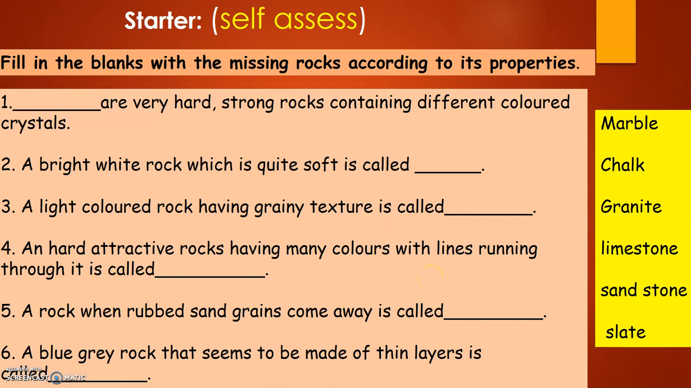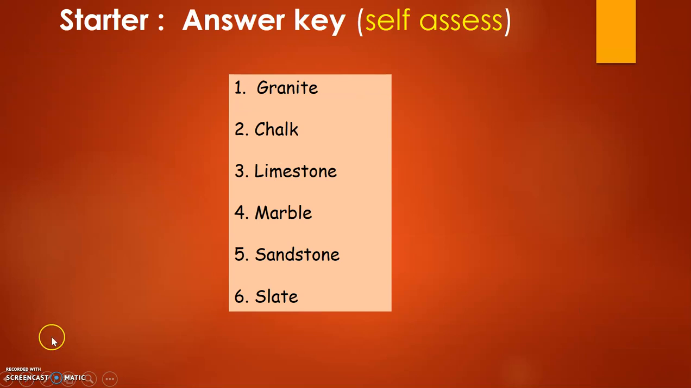Starter. Fill in the blanks with the missing rocks according to its properties. Now, pause the video and do the activity. Time is up. Now, let's reveal the answers. Number 1, granite. Number 2, chalk. Number 3, limestone. Number 4, marble. Number 5, sandstone. And number 6, slate.